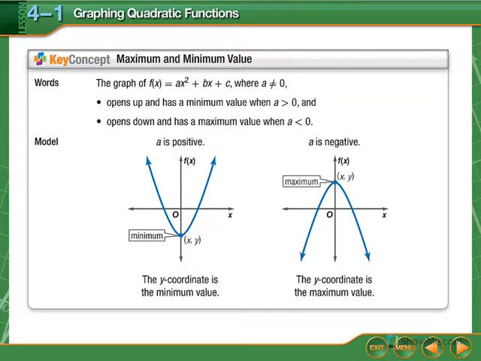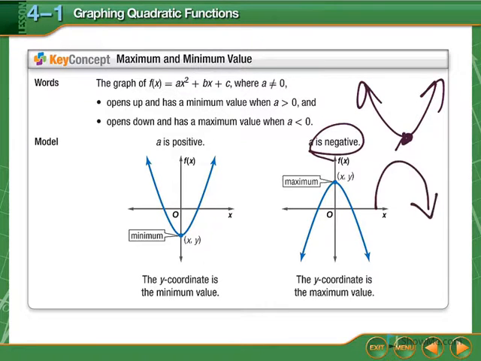Alright, so let's talk about maximum and minimum values. The way you can tell whether, sorry about that, you look at your a value. If the a value is positive, so like 1, 2, 3, 4, and above, that means it's going to open upward. So that means you're going to have a minimum value. Now, if you have a value that's negative, it means it's going to open downward, and that means you'll have a maximum value.